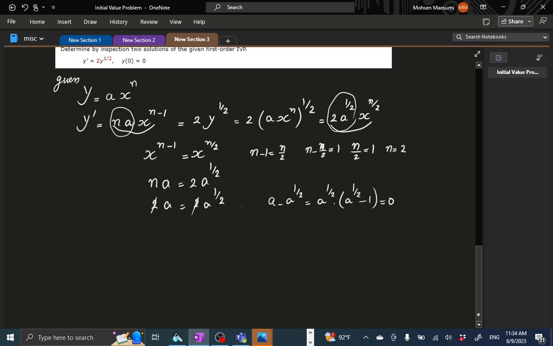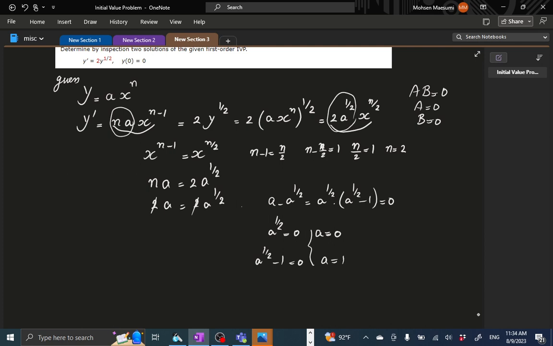Product of two things is equal to 0. Another one of the basic facts from algebra we need to remember: if the product of two things is 0, either the first one is 0 or the second one is 0, and rarely perhaps both of them are 0. It only works if the product is 0. So we cannot say if the product is 5, one of them has to be 5. We don't have that. It applies to 0. So either a to the power of 1/2 is 0, which means a is 0, or a to the power of 1/2 minus 1 is equal to 0, which means a is equal to 1.